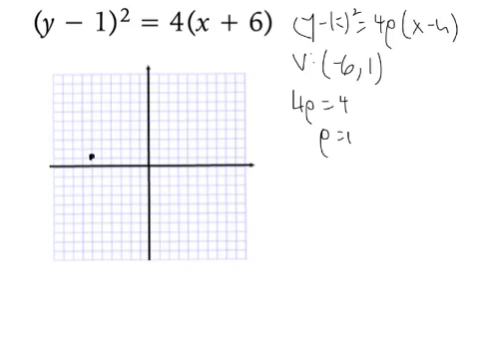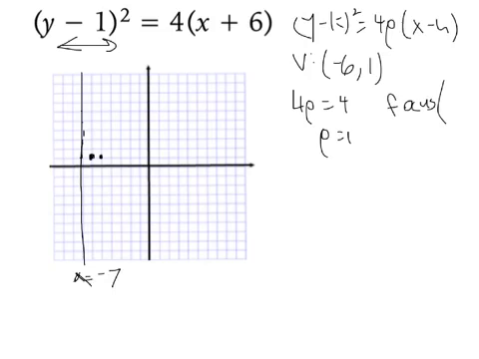And this is going to go left or right because it's a y squared. But because p is positive, I know I'm going to go right 1 unit. Which means I'm going to go left 1 unit and draw my directrix at x equals negative 7, looks like. My focus then is negative 5, 1.